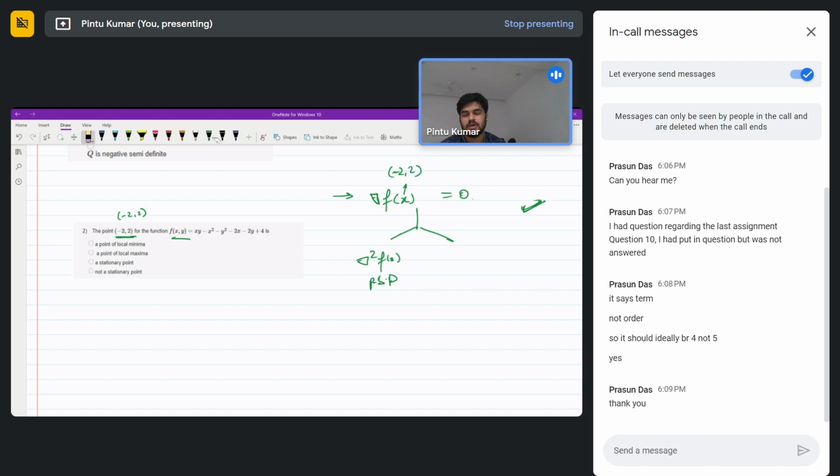I request you to please at least try solving. Then it will be easier for you to solve the assignment problem, which would be similar to these problems.